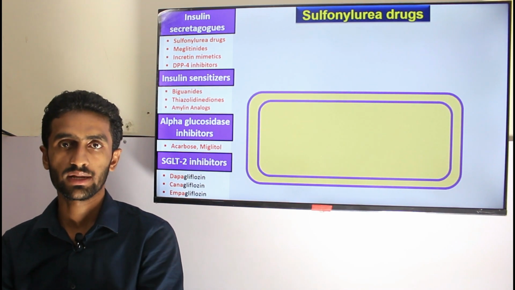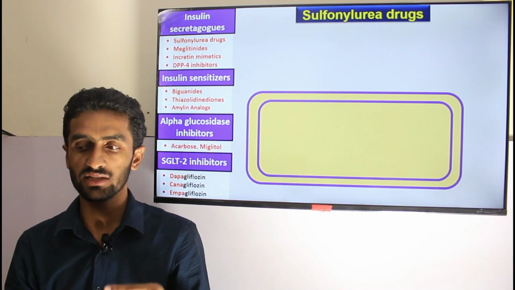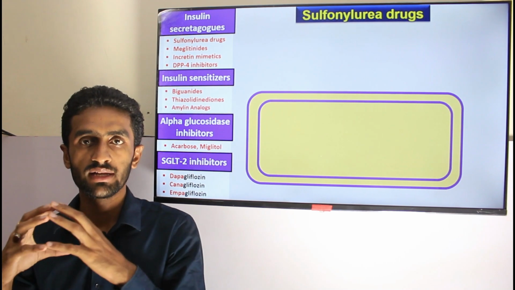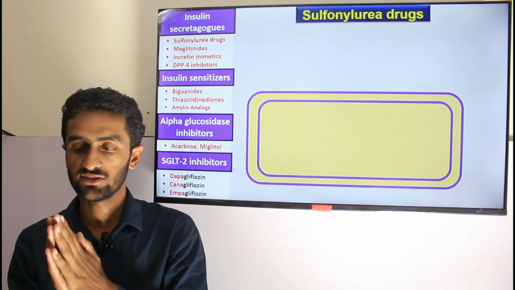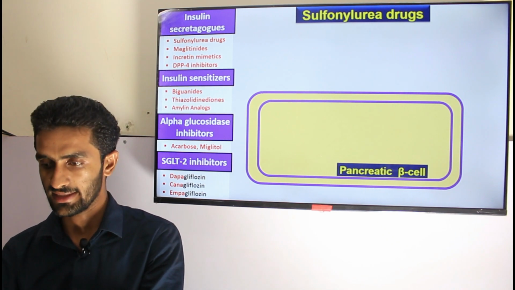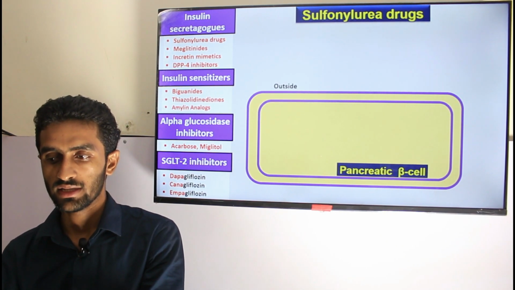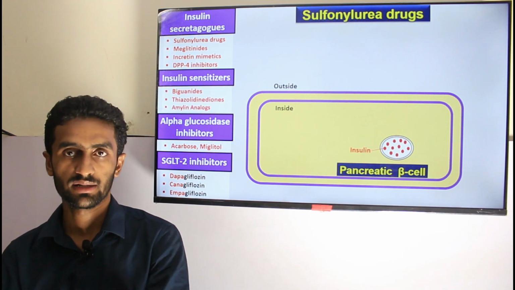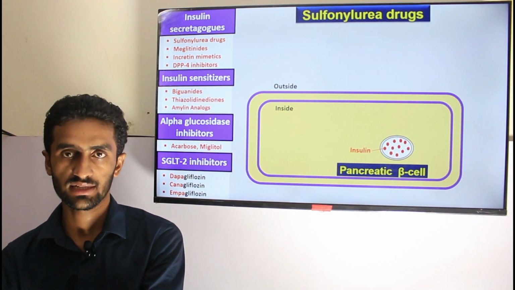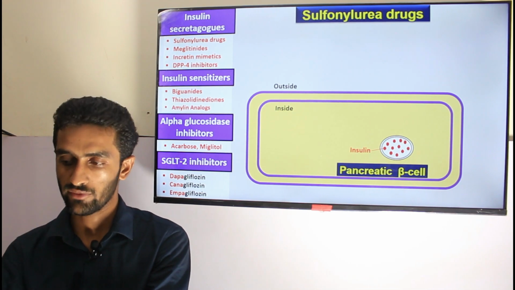Because they are increasing the insulin secretion, recall the concept of insulin secretion, how normal physiology works. Let's look at the pancreatic beta cell. So here is the pancreatic beta cell. This is outside, this is inside. Here is the insulin. It is stored in the vesicle in the inactive pro-insulin form.